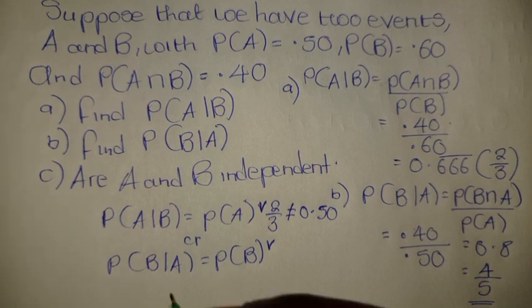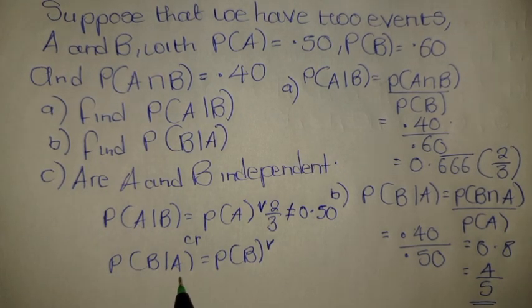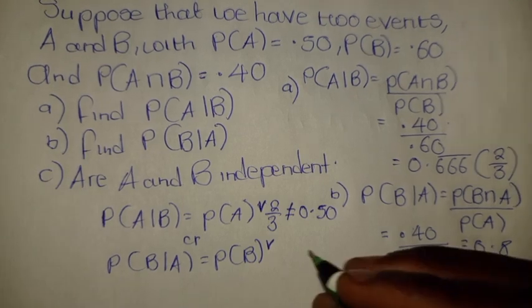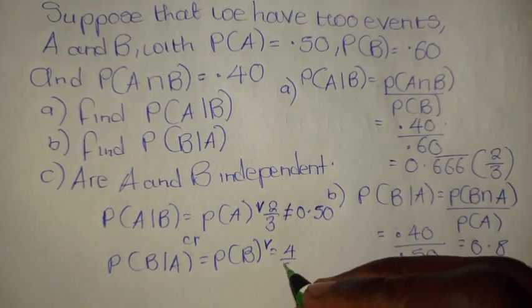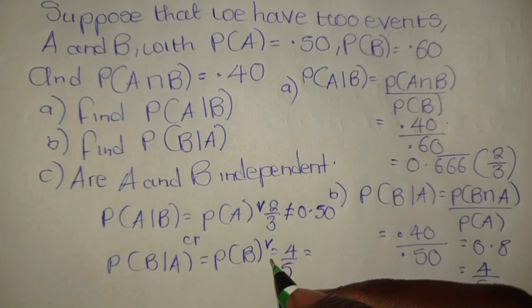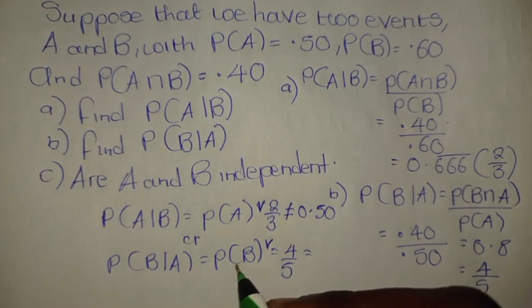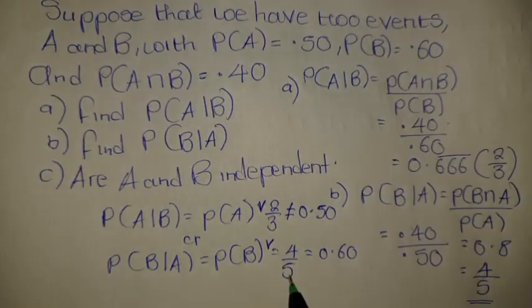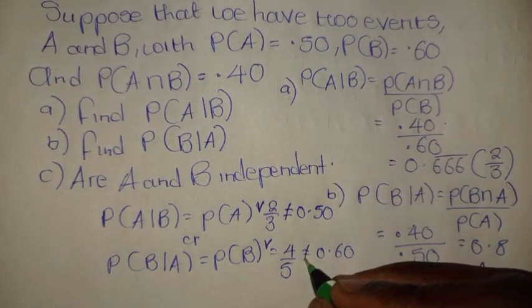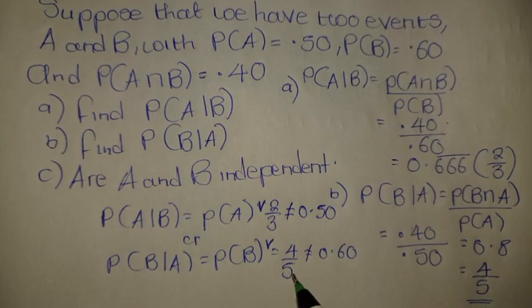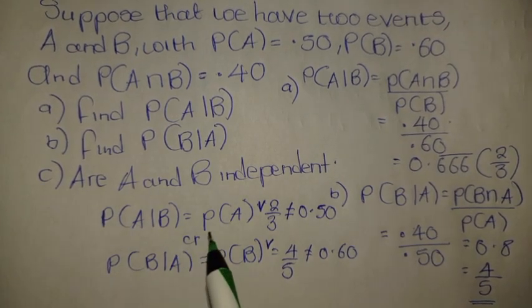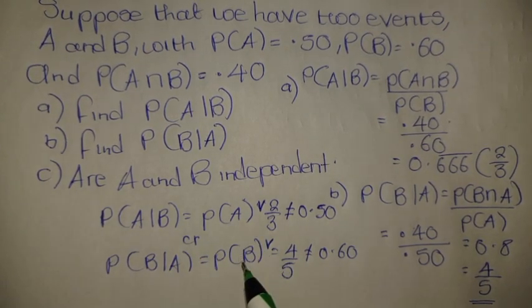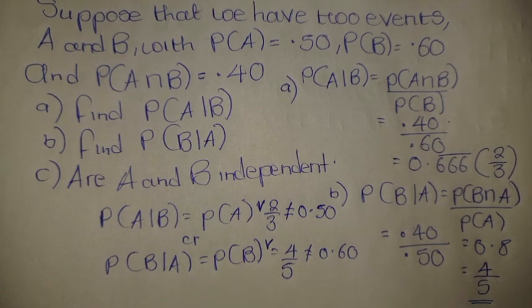Even if you were to check, is the probability of B given A, which is 4/5, the same as the probability of B, where B is the same as 0.60? Are these two events the same? No, they are not. Why? Because they are not equal according to the rules of independence. So this is how we solve such kind of a question.